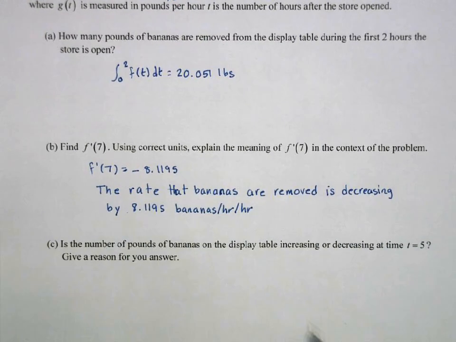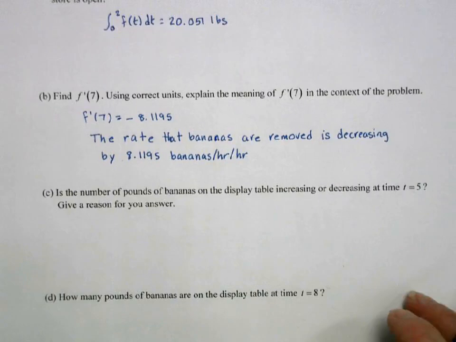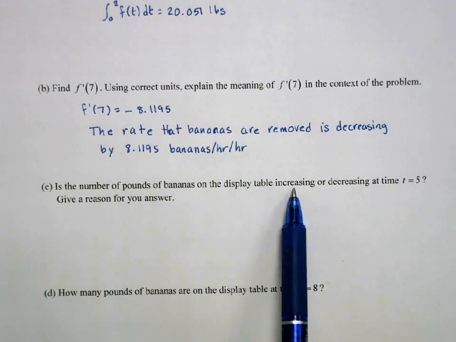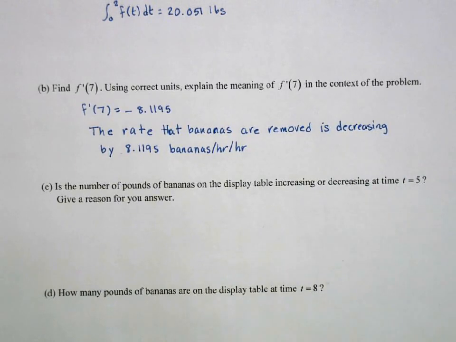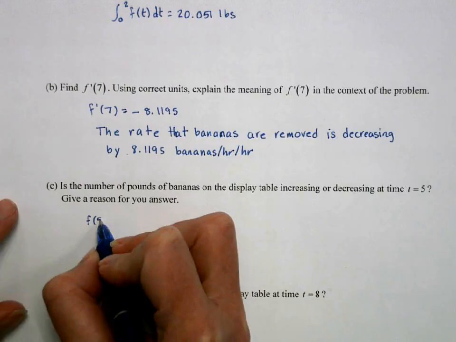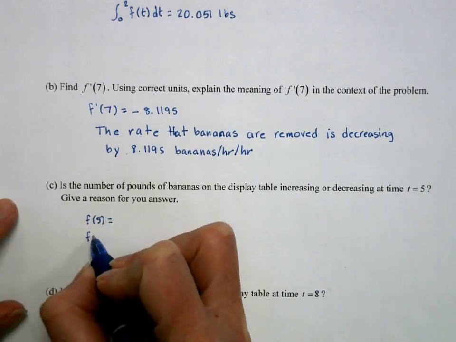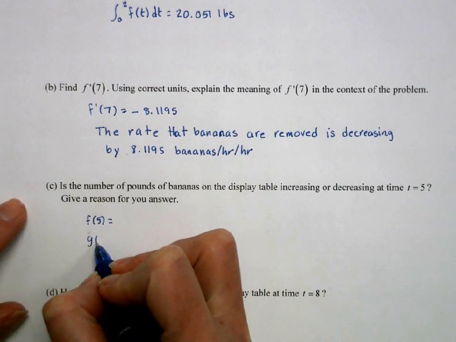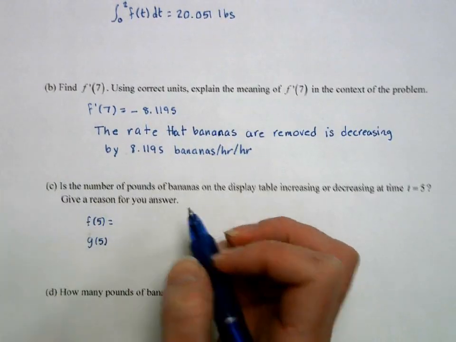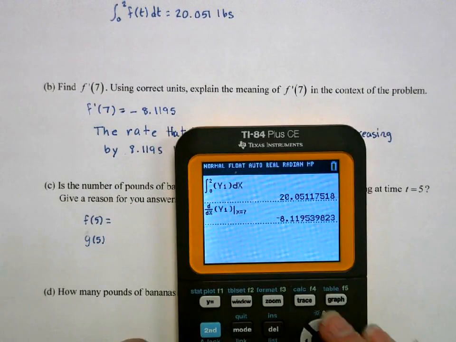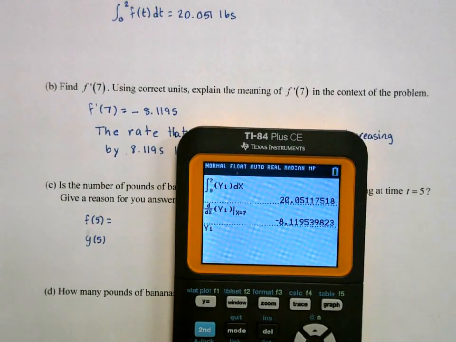Part C says, is the number of pounds of bananas on the display increasing or decreasing at t equals 5? Well, what I'm going to look at is the rate going in, and I'm going to look at the rate going out. Okay, so plugging into my calculator, I've stored these in Y1 and Y2. So I want Y1 at 5, and I want Y2 at 5.